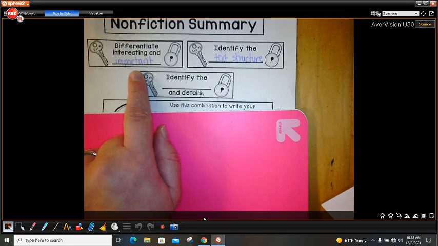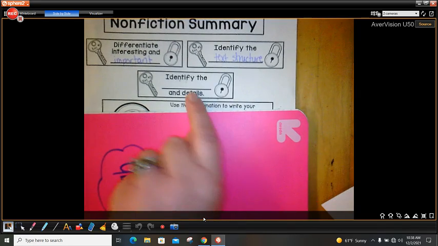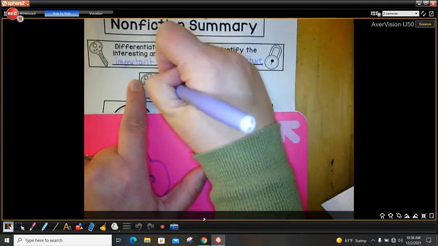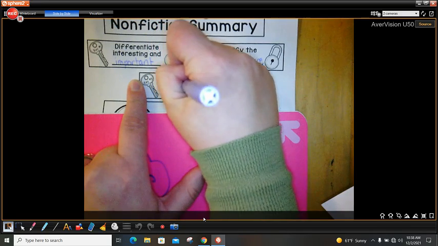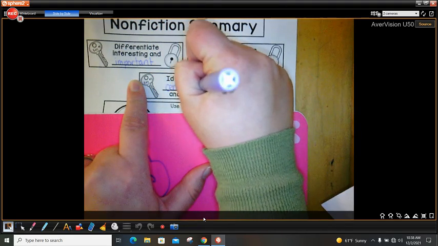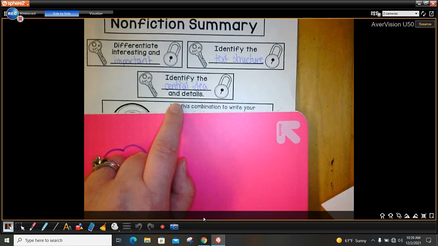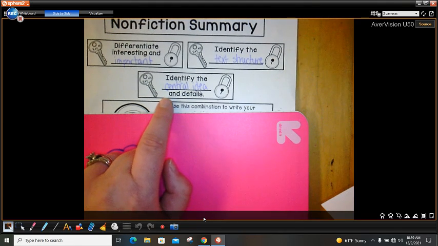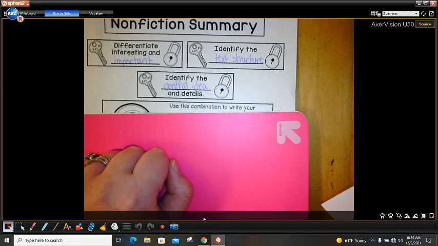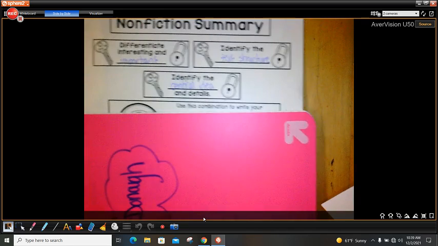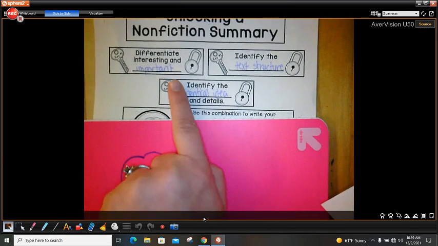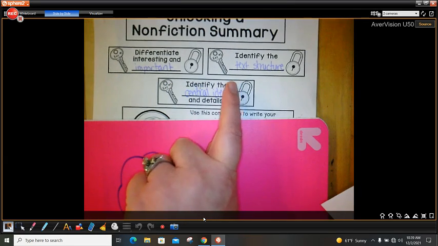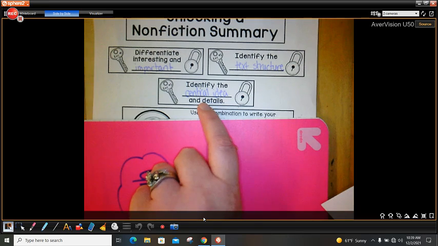So figure out what details are important, figure out what the text structure is, and then identify the central idea and details. You guys might have heard it called the main idea before. We tend to say central idea as you get older because it's the big picture topic, the big idea. So when we're writing a nonfiction summary, we figure out the important details, the text structure, and the central idea.